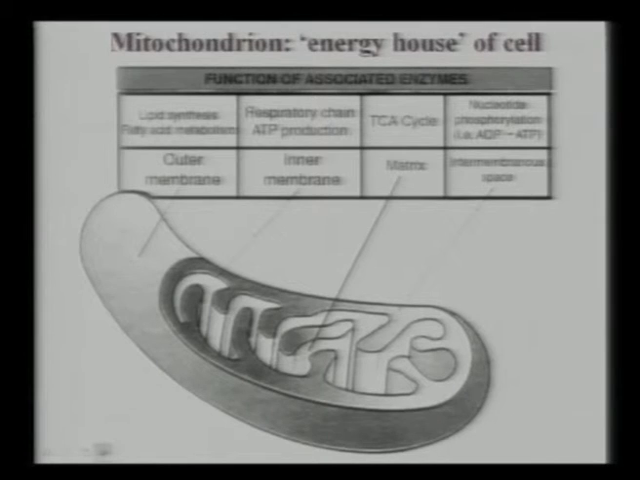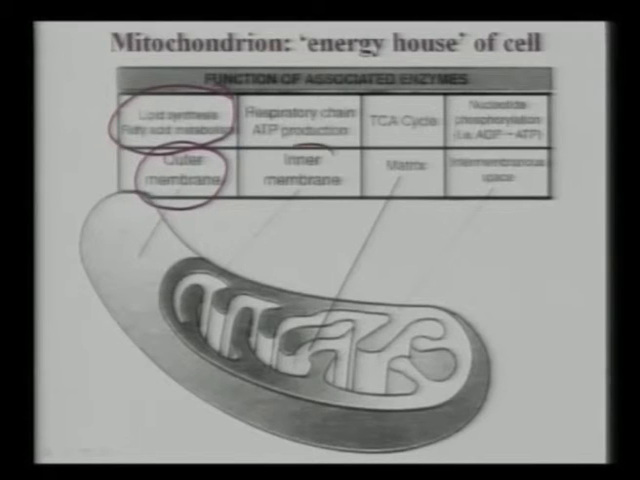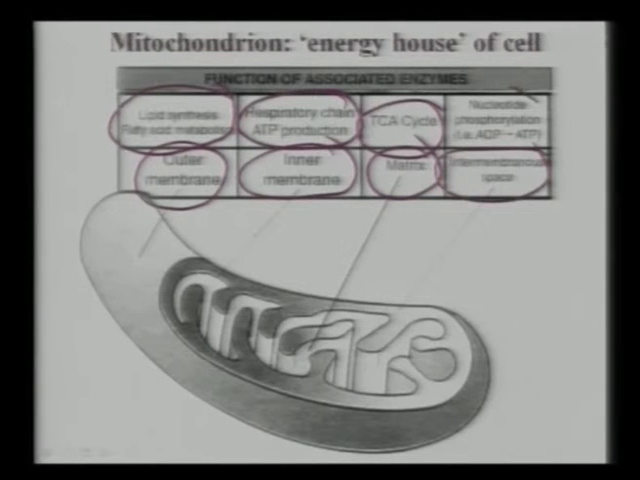Mitochondria is called the energy house of the cell. Now you have the outer membrane, which is essentially used for lipid synthesis or fatty acid metabolism. You have the inner membrane, so it is a two-membrane structure: one is the outer membrane, one is the inner membrane. The inner membrane is useful for the respiratory chain or ATP production. You have the matrix here, which is used for the TCA cycle, and you have the intermembranous space, which is used for the ADP to ATP conversion.